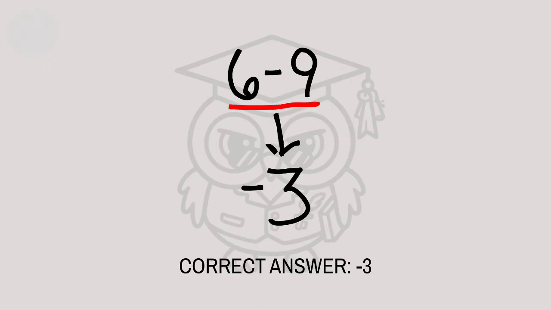Now we perform the final subtraction step to complete the problem. Subtracting 9 from 6 drops us below 0, resulting in negative 3. So the final answer is negative 3.